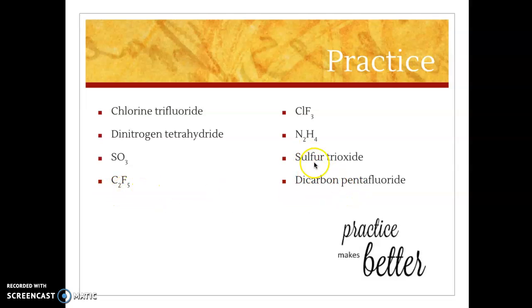Now, a common mistake that I see is ending this first element with an "ide", because in section 9.2 it would always be sulfide. But now when we're naming these molecular compounds, you need to remember that we're only changing the ending of the second element. The first element, you just keep it as the name of that element. You don't change it. So we keep it as sulfur trioxide, not sulfide trioxide. All right, so just be careful of that.